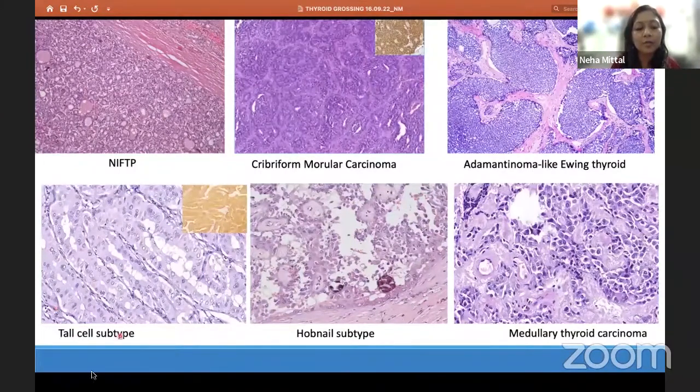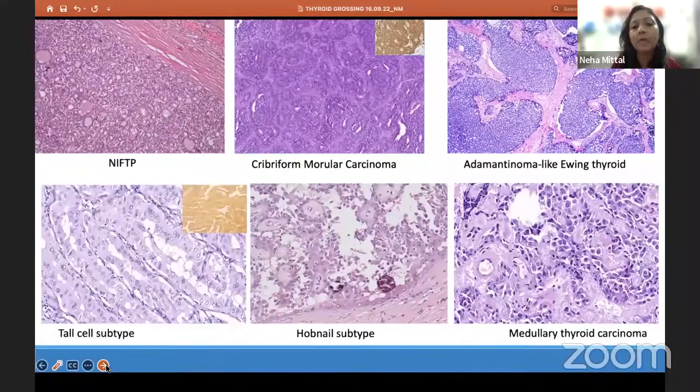And these are just to show you the different types of histological subtypes. The first picture on the left is a NIFTP, capsule totally encapsulated, subtle nuclear features of PTC, and absolutely no capsular or angioinvasion. Then cribriform morular, the insert shows the strong beta catenin. This is a recent entity, adamantinoma-like Ewing's of the thyroid. Then tall cell subtype, 3 times taller than wide. Very well developed nuclear features of papillary thyroid carcinoma. The insert shows the BRAF mutation.